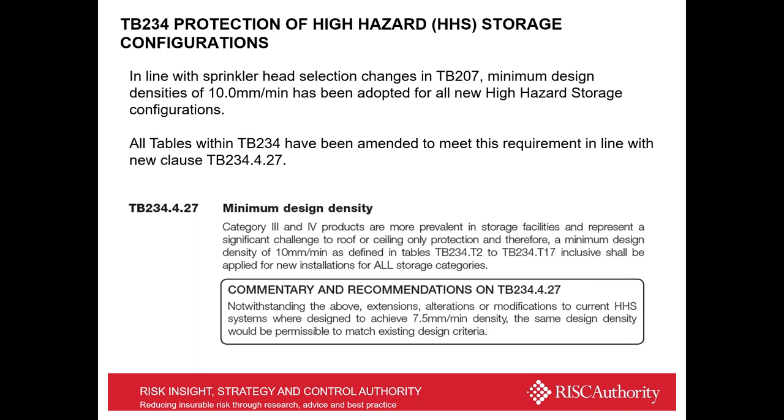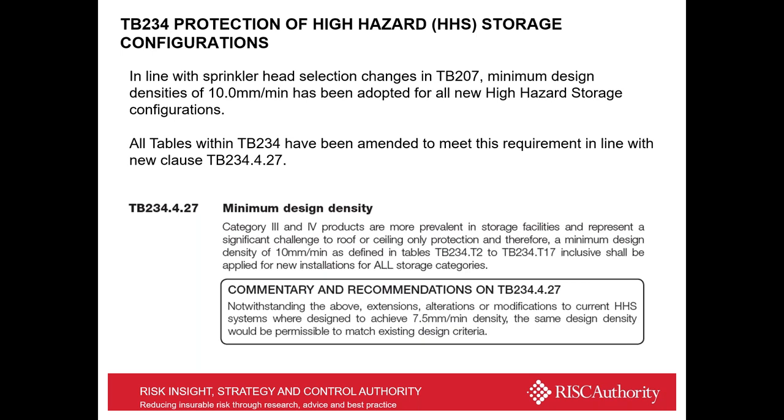However, legacy systems, which we've covered in commentary and recommendations, so notwithstanding existing systems and extensions, it is permissible to match existing areas at 7.5 as your current design. All new installations from scratch should be 10 millimeters a minute, which is covered in the table.